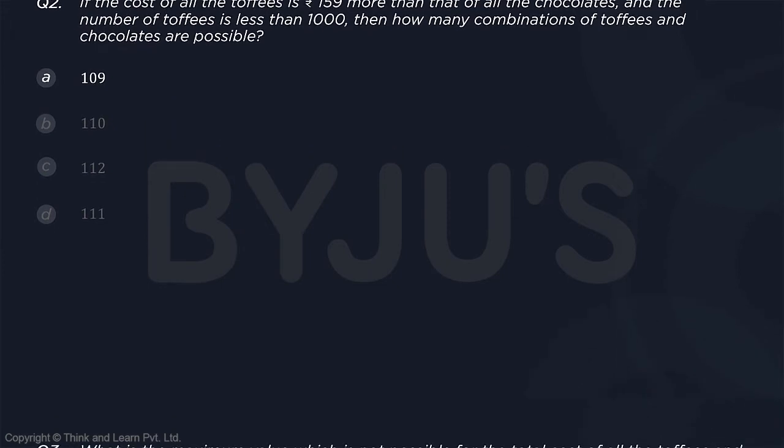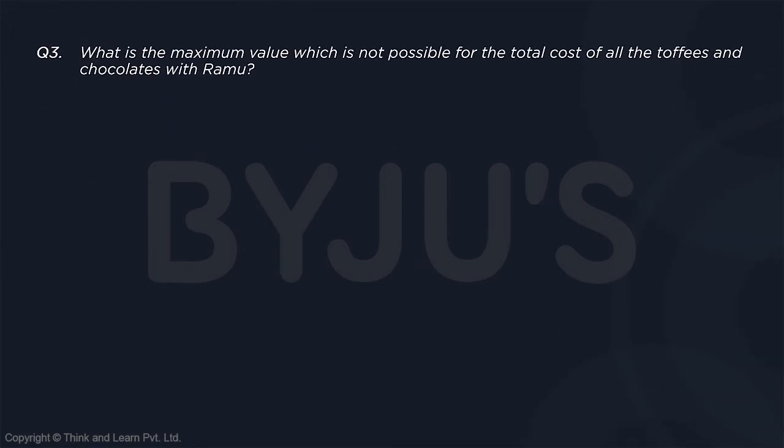Right, so moving on to question number 3. What is the maximum value which is not possible for the total cost of all the toffees and chocolates with Ramu? So now who is Ramu? Ramu is that person who is getting the chocolates. So let's say the first two people have toffees T and chocolates C, out of which Ramu is getting x number of toffees and chocolates is getting y.